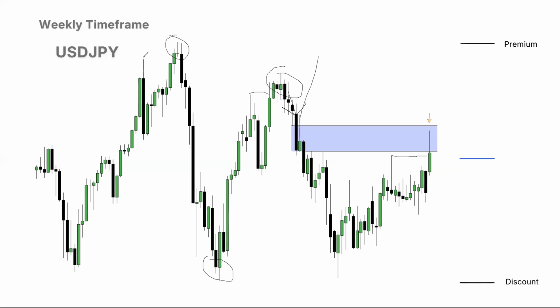Okay, you can see how price took out liquidity and then what? Reversed. Here again, you can see how price took liquidity and what? Reversed. You can see how price took liquidity here again and then reversed. Here again, took liquidity, reversed. So whenever price takes liquidity, there is usually a reversal back into the range.